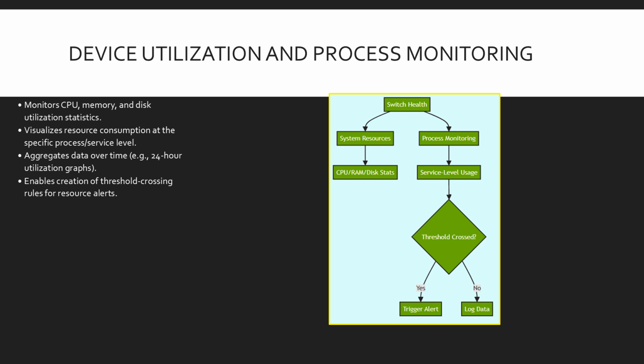Here we break down switch health monitoring. NetQ tracks two main areas: system resources and process monitoring. Under system resources, it tracks global CPU, RAM, and disk stats. Under process monitoring, it drills down into service level usage for specific daemons. The system continuously checks: is a threshold crossed? If yes, it triggers an alert immediately. If no, it logs the data for historical trend analysis.